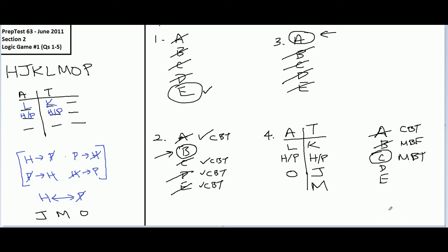Let's convince ourselves. Answer choice D. P is appointed to appellate. This could be true, but doesn't have to be true, because again, these can switch, so get rid of it. And answer choice E, P is appointed to the trial court. Again, for the same reason, because H and P can switch. If P can be here, it can also be there. So get rid of it. So here, answer choice C is the correct answer.